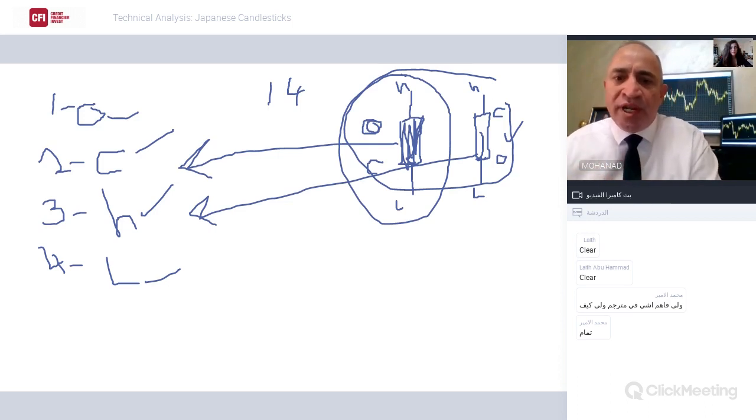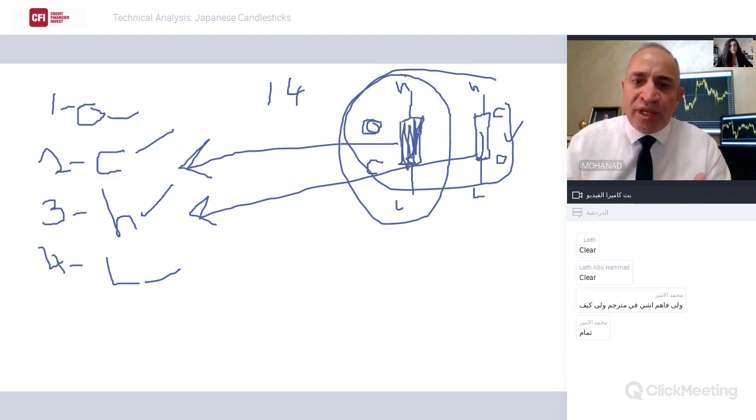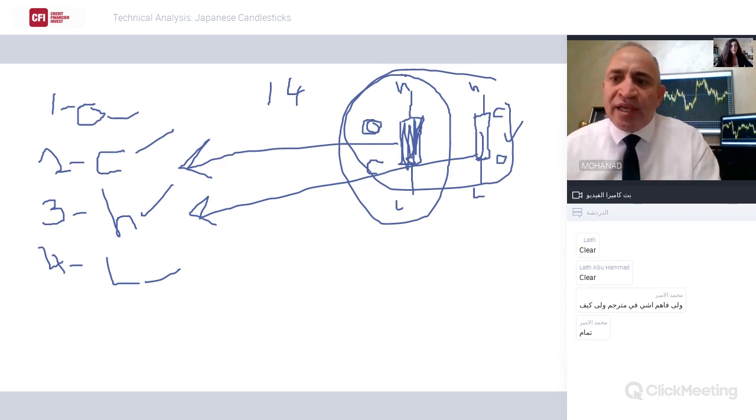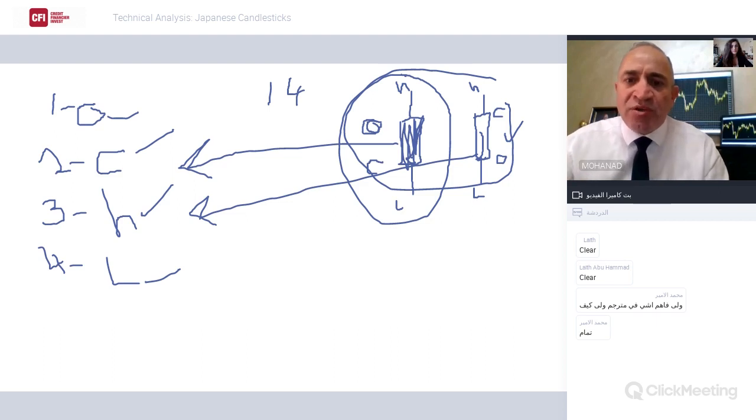Each candlestick will explain what the traders are doing in the market right now. Since we know what the traders are doing in the market, we can take a good decision or good expectation for what will happen in the price.